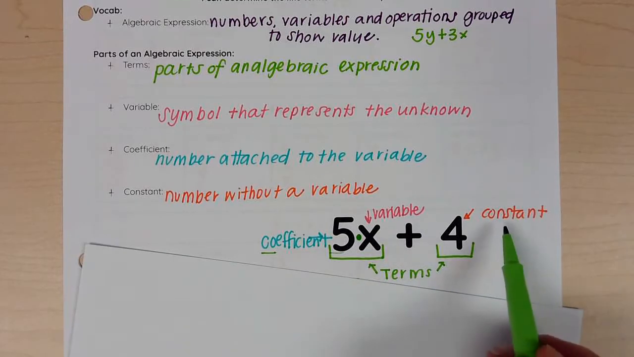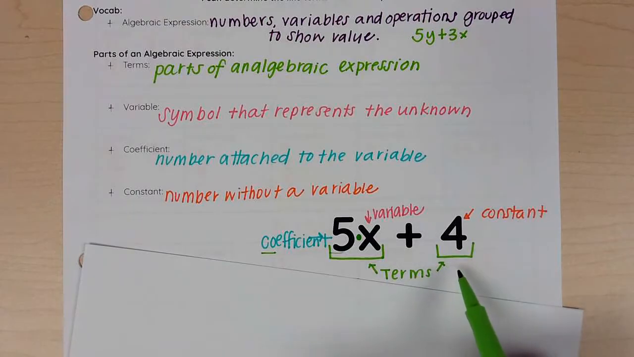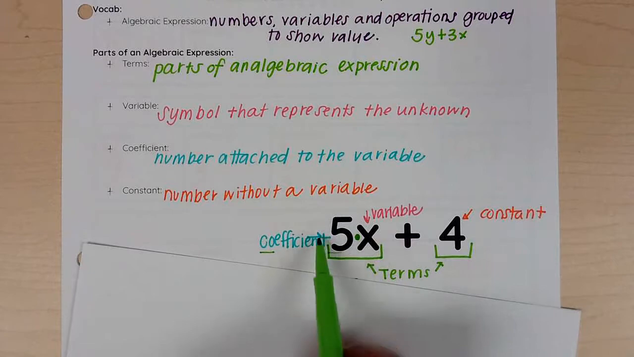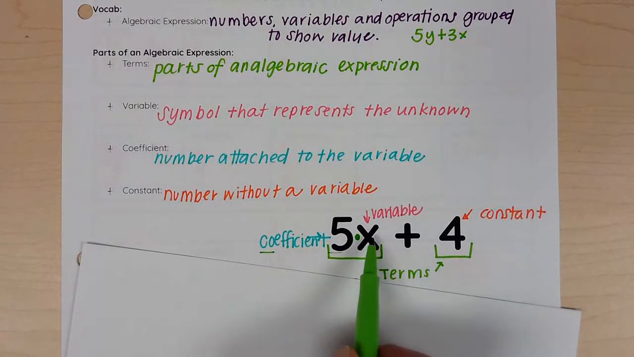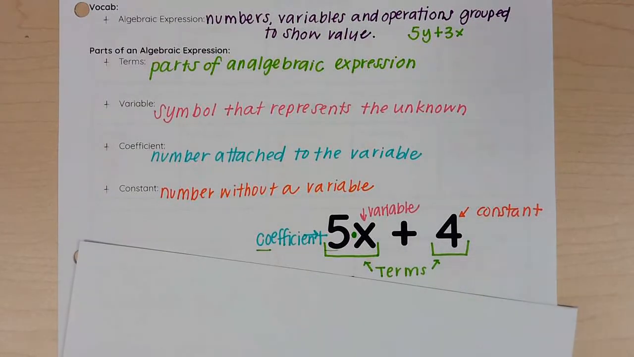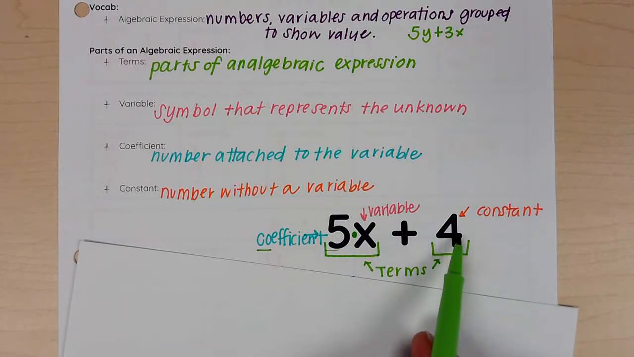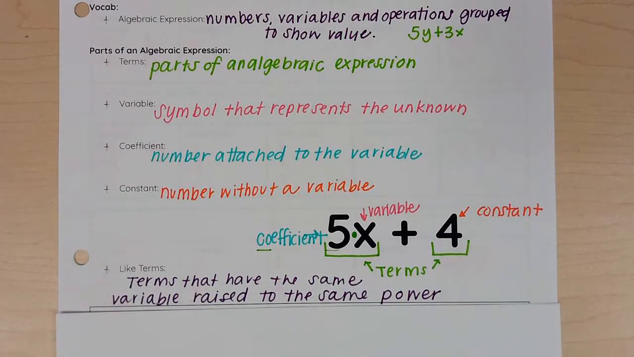Then we've got our constant. Our constant is the number that's by itself. It's not going to change. Over here, this term will change. Once we determine what x is, we will multiply these together. It'll change. Coefficient, variable. Our constant is not going to change. It stays here. Okay, so we've got 2 terms here, a coefficient of 5, x is our variable, and 4 is our constant. Then we've got like terms.